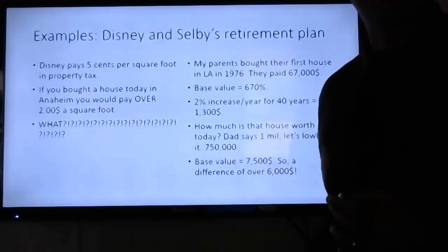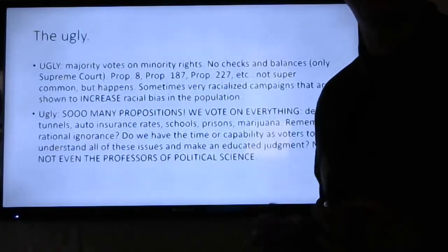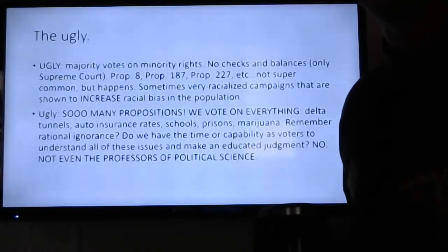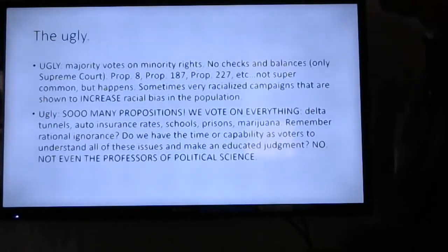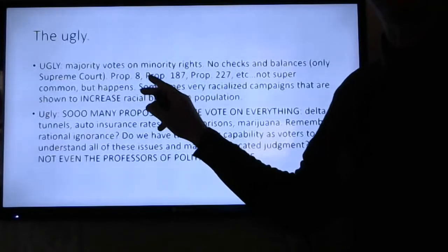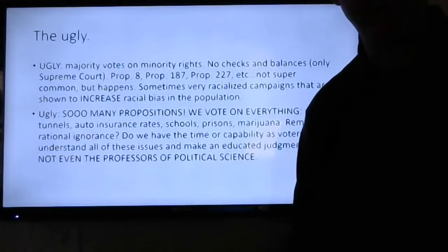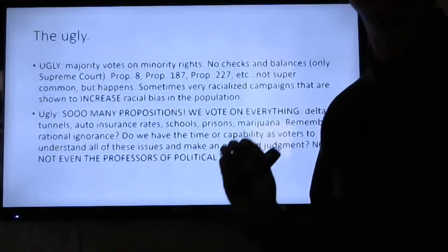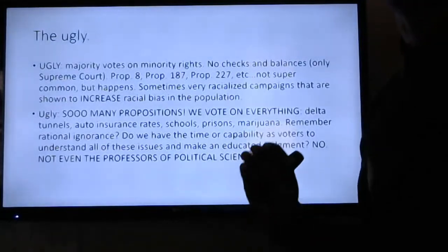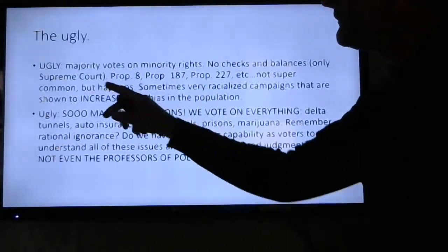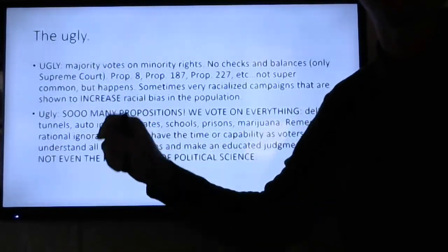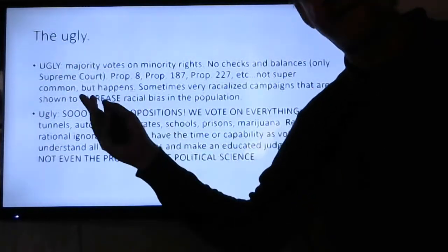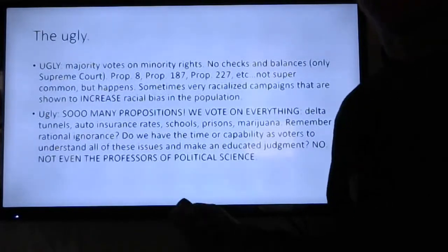Let's take an example. Let's do the ugly, and then I'll do Prop 13 as an example of the lock-in effect. The ugly: majority votes on minority rights. This makes me really nervous, right? There are very few checks and balances on the initiative system. Only the Supreme Court, after something's been passed, can overturn it, and that's the California, or federal Supreme Court could technically do that as well, okay?